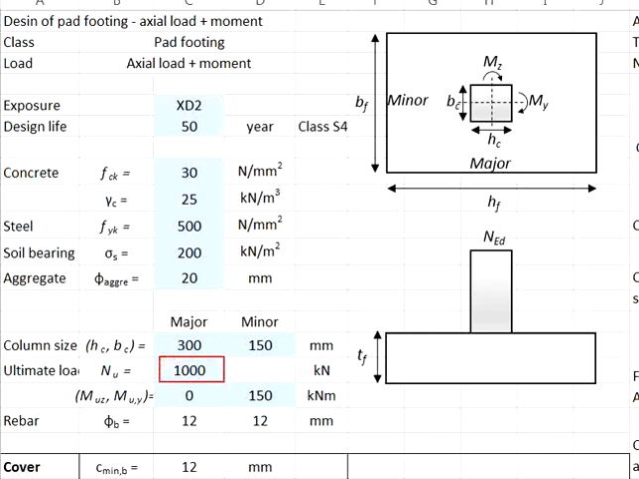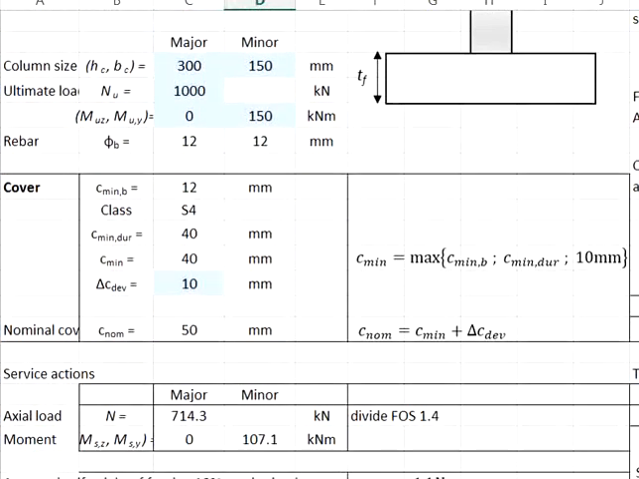Ultimate load equals to 1000 kN. No moment in the major axis, but we have 150 kN moment in the minor axis. The proposed bar size is 12 mm. First, we deal with the concrete cover.